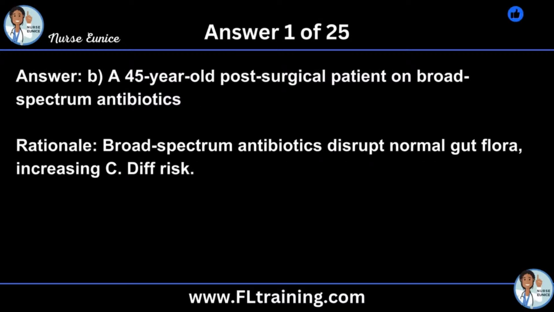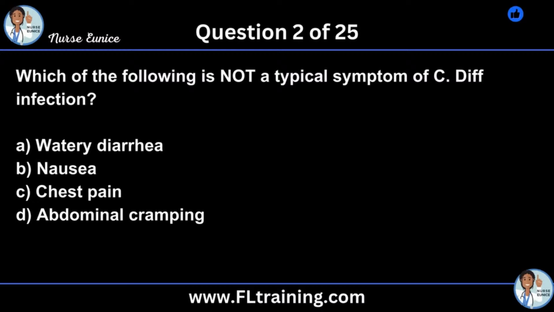So if you chose B, a 45-year-old post-surgical patient on broad-spectrum antibiotics, you're absolutely correct. As you recall, broad-spectrum antibiotics disrupt normal gut flora. So we have good germs and we have bad germs. The goal is to keep the good germs and to get rid of the stuff we don't need. So whenever we kill all of the bacteria with the antibiotic, it allows the C. diff to grow, and it puts the person at risk of having C. diff infections.